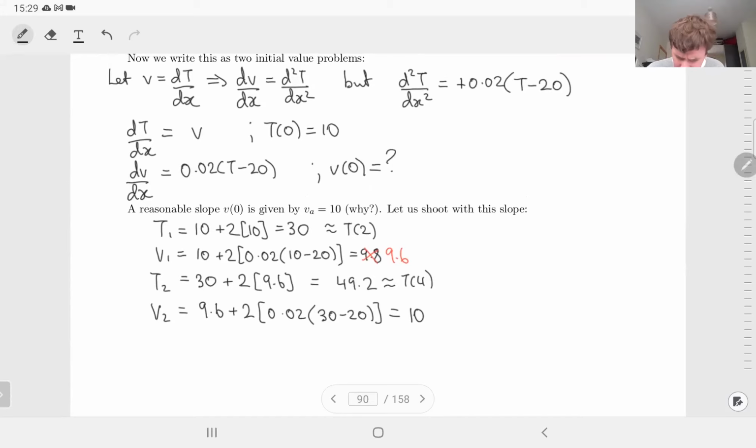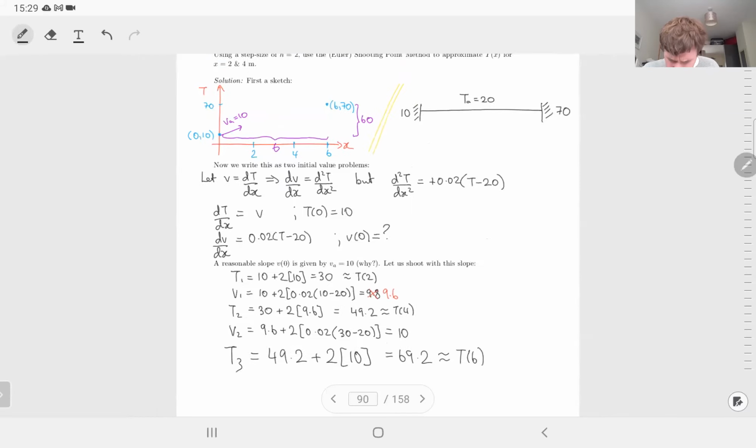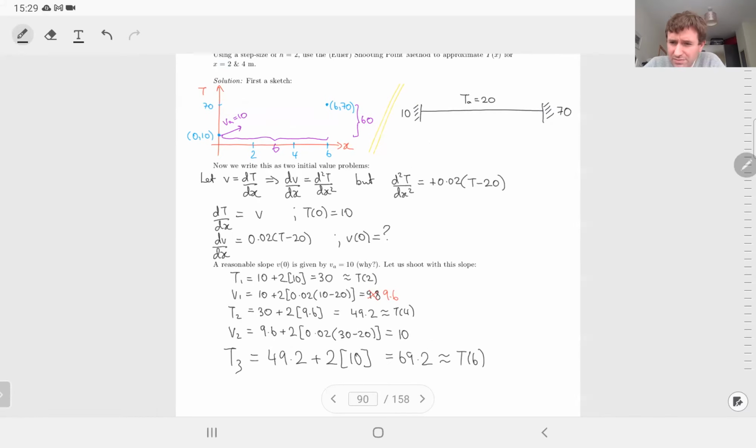And then finally, what's our estimate of what's going on at 6? T3 is equal to the previous temperature, which is 49.2, plus the step size, which is 2, times the previous V, which is, where am I going with 10? Oh, it is just 10. It's just a fluke. So that comes out to 69.2. So this is our approximation of what's going on at 6. It's a pretty good shot, actually, because I'm trying to hit 70 and I've hit 69.2, unless I've made some stupid mistake. We'll keep on going for the time being.